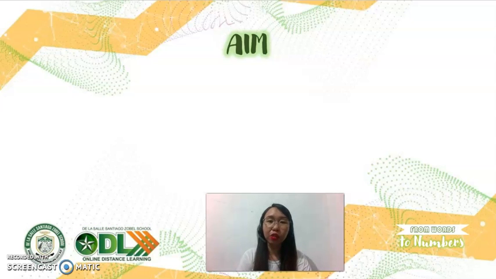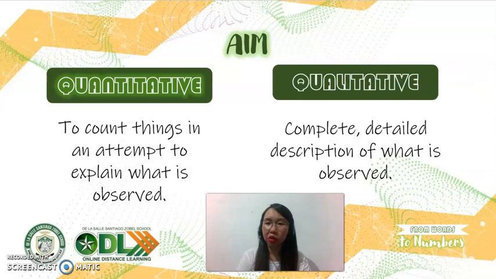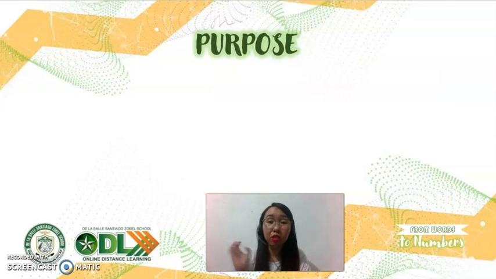So the very first point of contrast is the aim. For quantitative research, of course, it's to count things in an attempt to explain what is being observed, or it tries to explain a certain phenomenon using numbers, counting things. While in your qualitative, of course, it's a complete and detailed description of what you have observed. So it's really literally words. You use words in order to establish or prove a certain phenomenon.